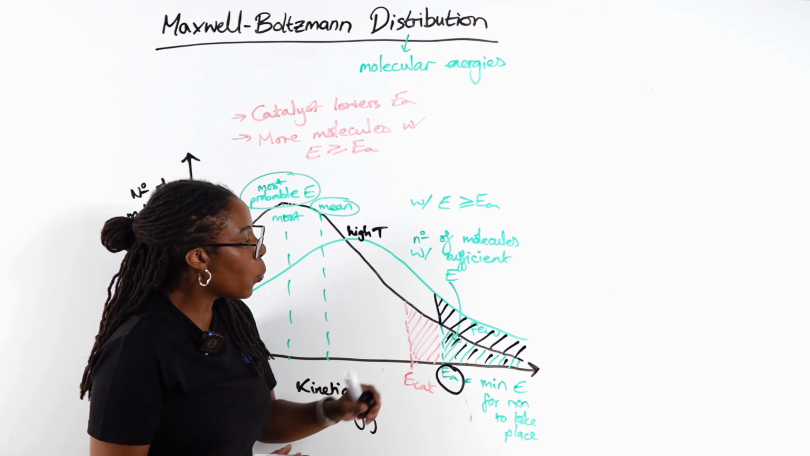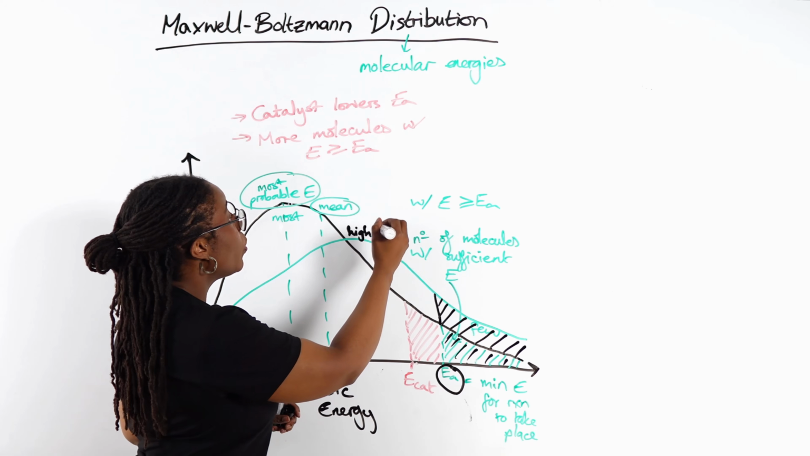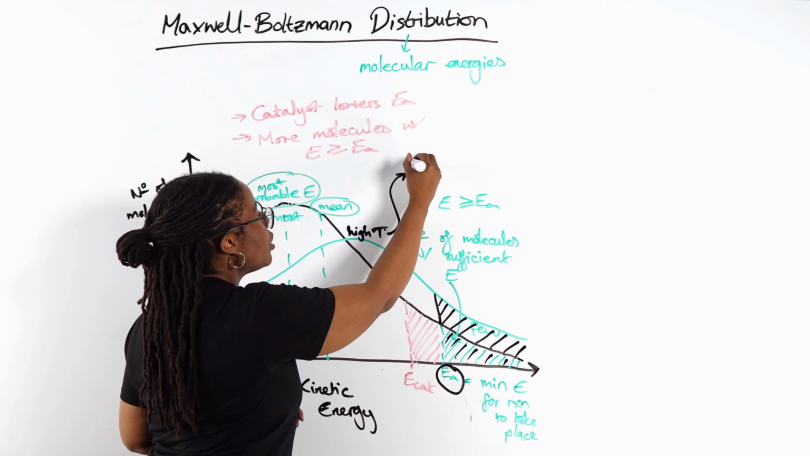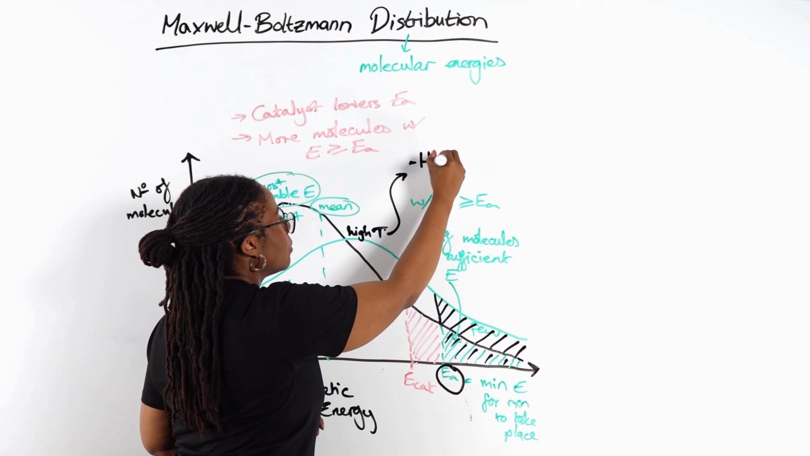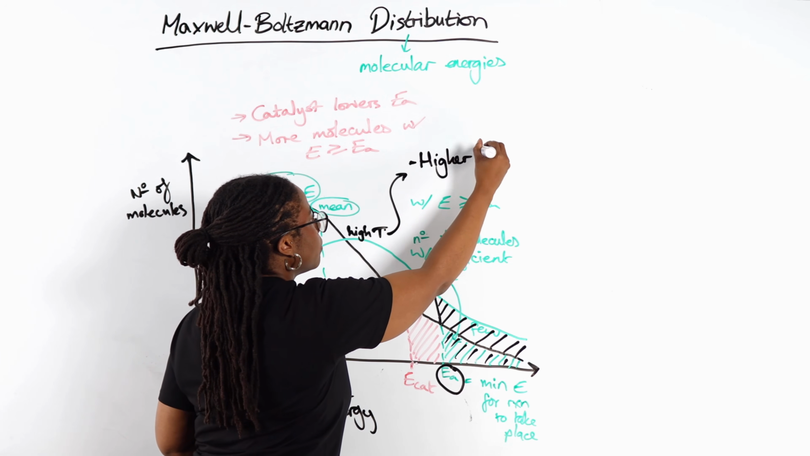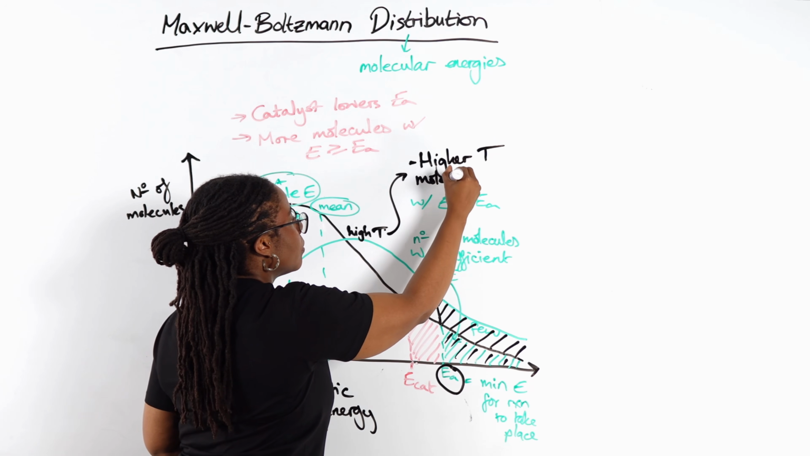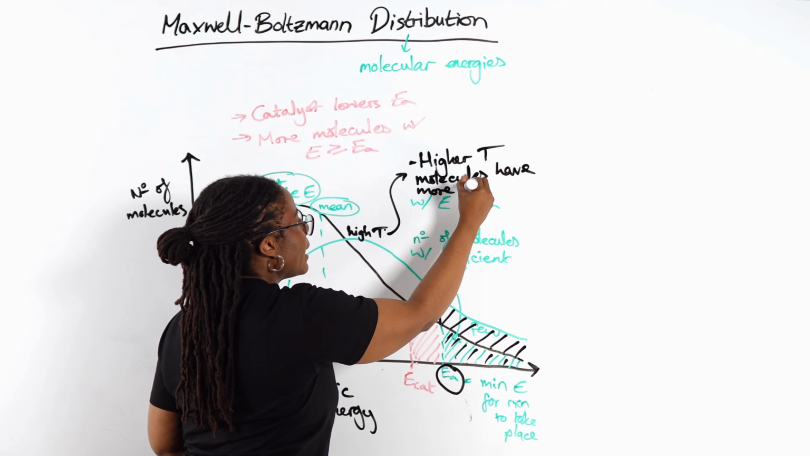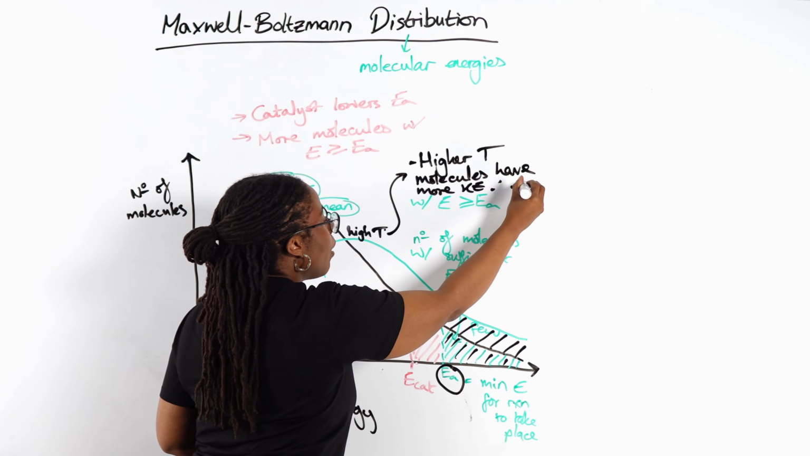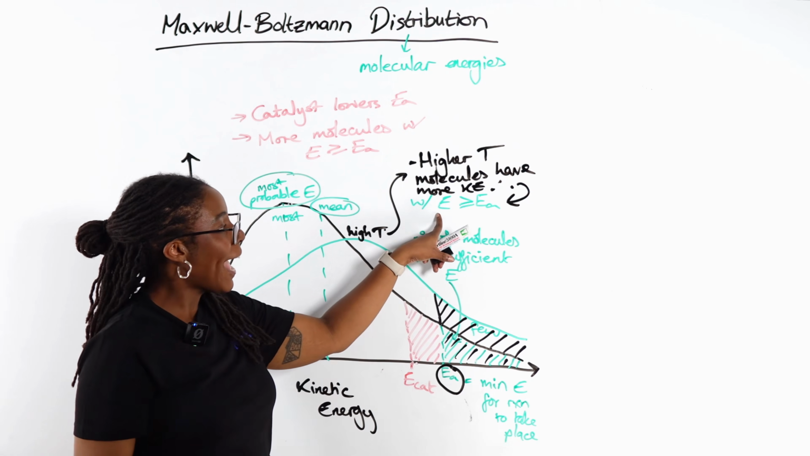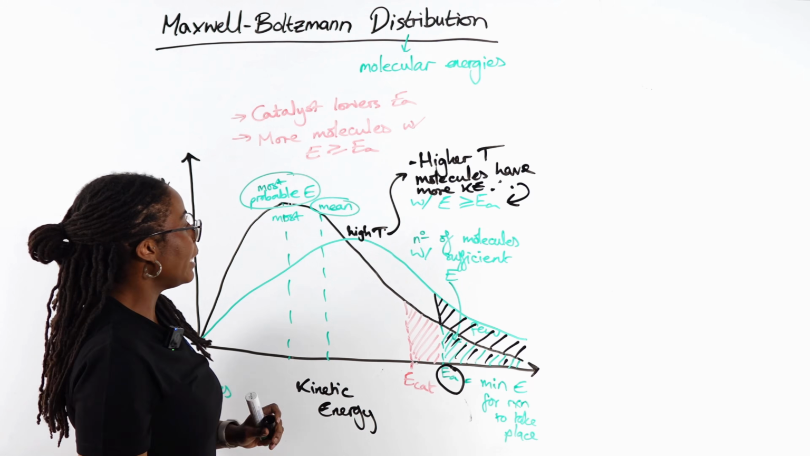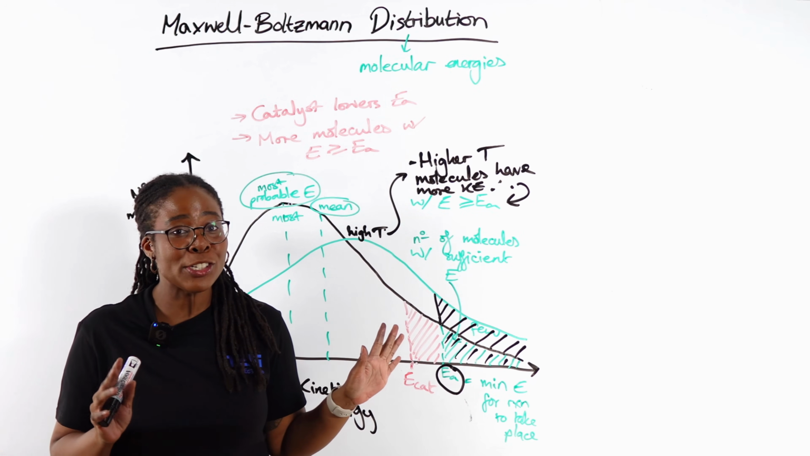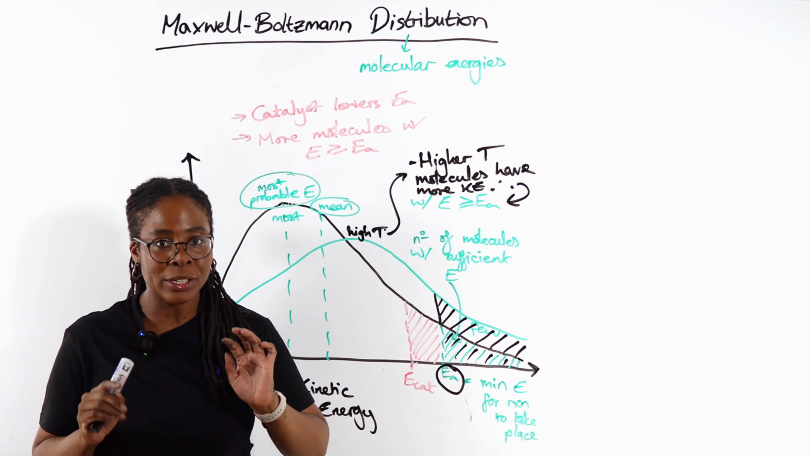Okay, so with an increased temperature, we are still going to have essentially the same effect by giving the molecules more energy, kinetic energy. Therefore, there are more molecules with energy greater than or equal to the activation energy. And those are essentially the key things that you need to know for your Maxwell-Boltzmann distribution curves.